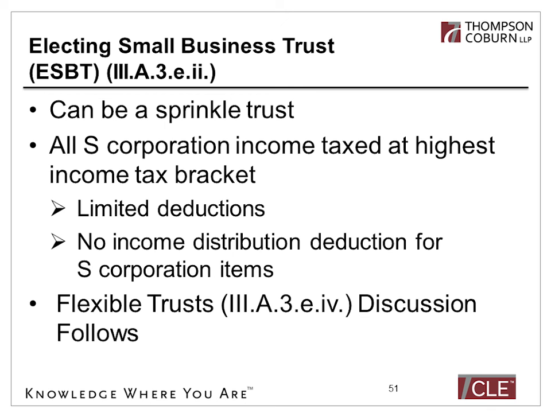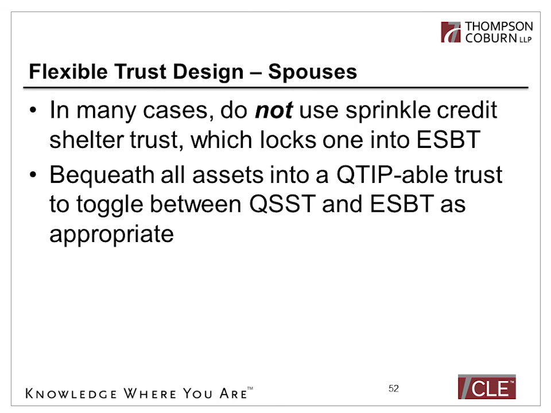We are going to talk in just a second about some flexible trust design that may be important in deciding which way to go on these. So, flexible trust design for spouses. In many cases, we don't want to use a sprinkle trust for spouses. We prefer to have a single beneficiary trust, which would allow us to make a decision between a QSST election or an ESBT election, and also between making a QTIP election or causing the trust to eventually be included in the spouse's estate when the spouse subsequently passes away. So we find that this typically gives the most flexibility in making these types of tax elections.